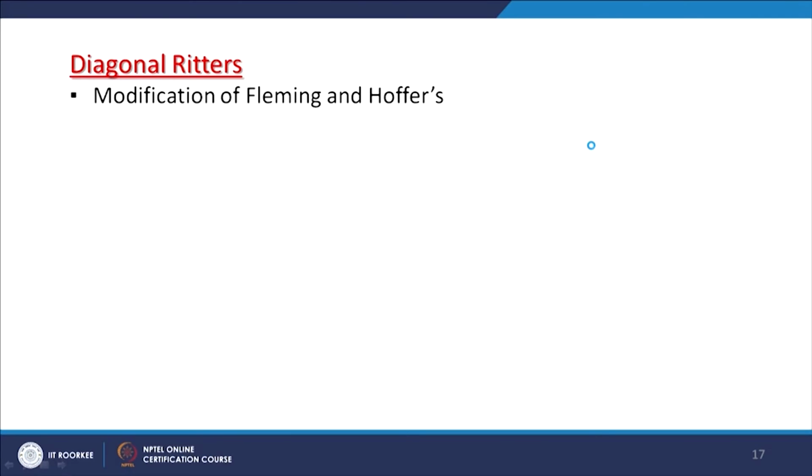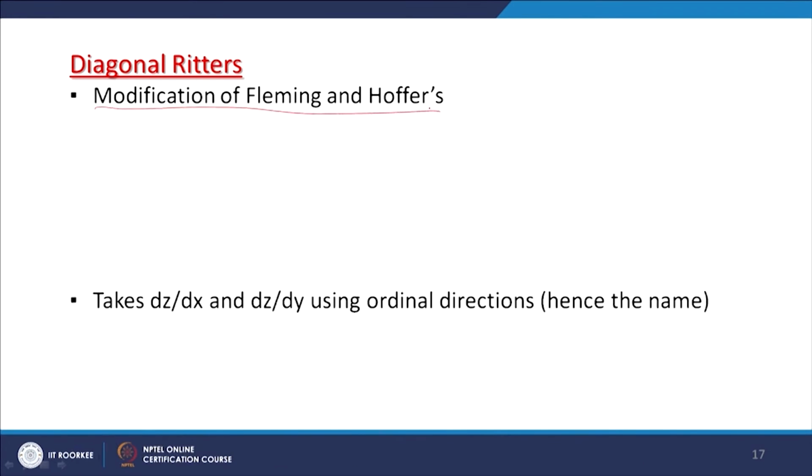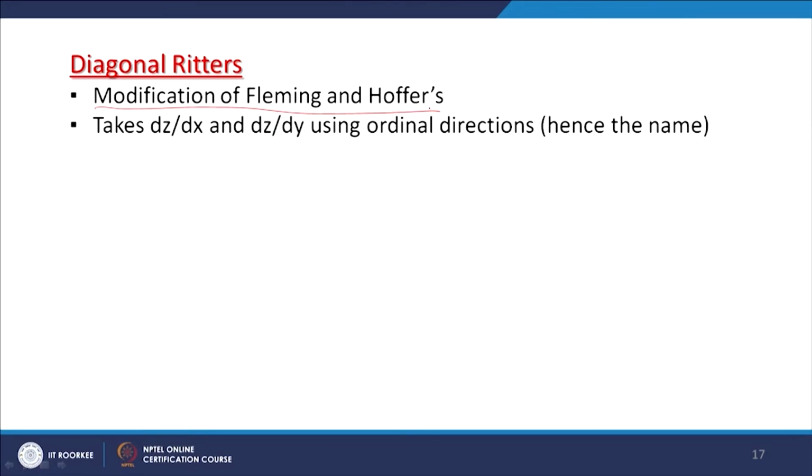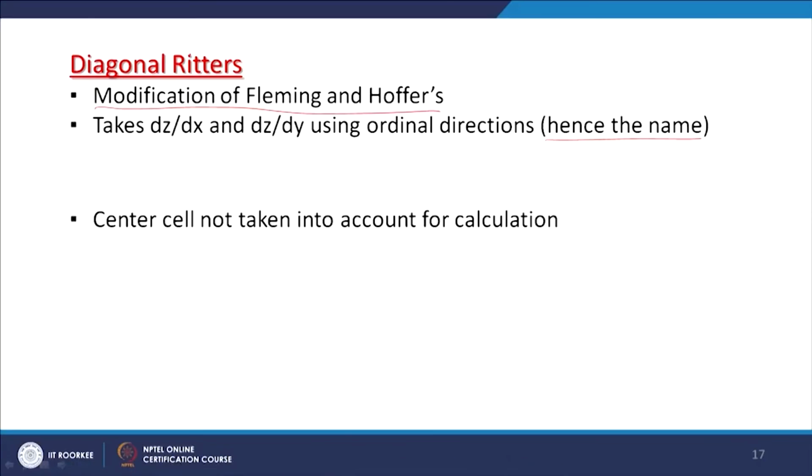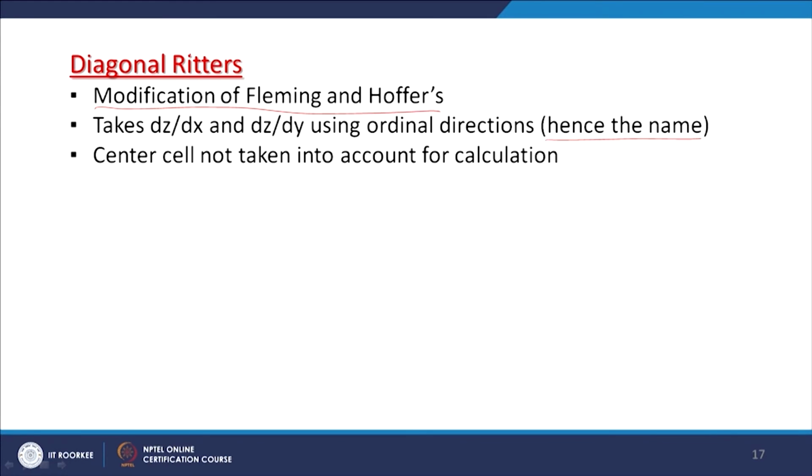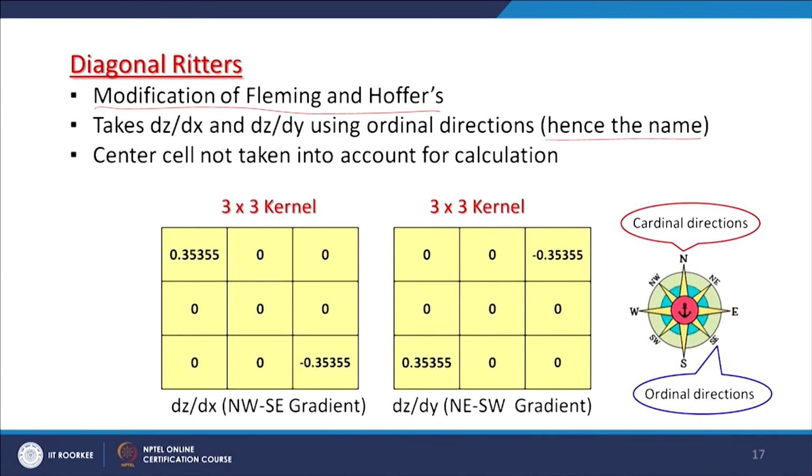Now, diagonal methods are also there, which are basically modifications of the Fleming and Hofer method, which takes dz over dx and dz over dy using ordinal direction, and that is why the name is diagonal. The center cell is again not taken into account for calculation, like here, and this is how the result will come about when you employ this diagonal method.